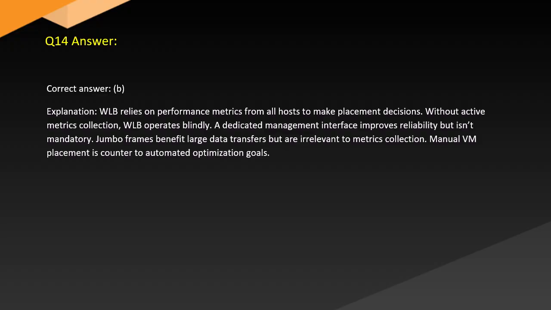Answer. Correct answer: B. Explanation. WLB relies on performance metrics from all hosts to make placement decisions. Without active metrics collection, it operates blindly. A dedicated management interface improves reliability but isn't mandatory. Jumbo frames benefit large data transfers but are irrelevant to metrics collection. Manual VM placement is counter to automated optimization goals.